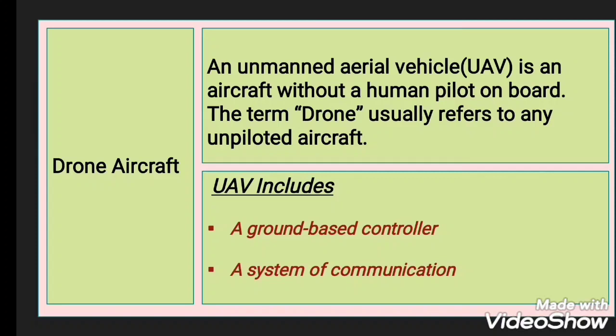Got it already? That means there is no pilot. In a war situation, if we are using a human pilot, their life is at risk. Nowadays scientists in different countries are making new aircraft and using them. So UAV, the full form, is unmanned aerial vehicle. This drone requires a ground-based controller and a system of communication. These two things are very important for a drone aircraft, because you need control, since it's a machine, and this communication system must be very fluent, uninterrupted.